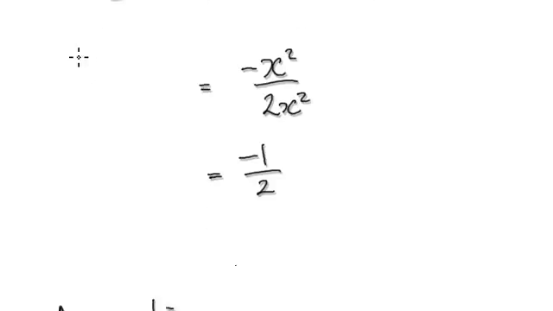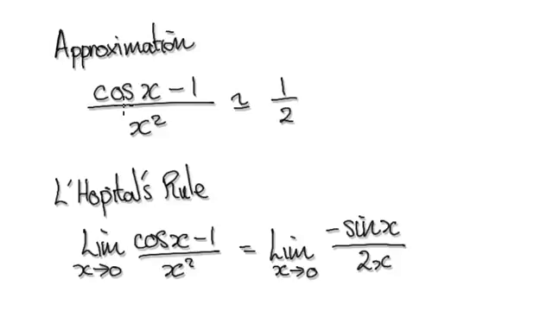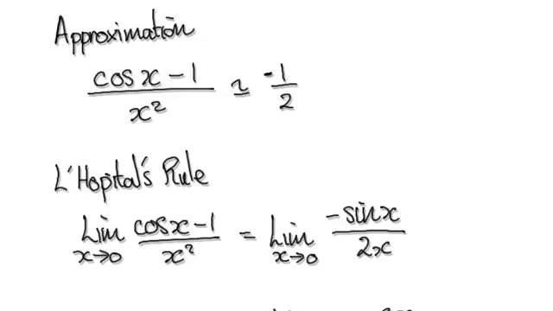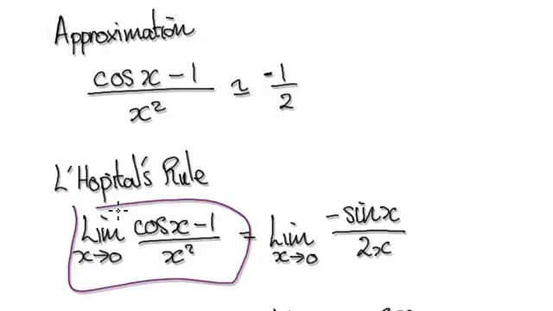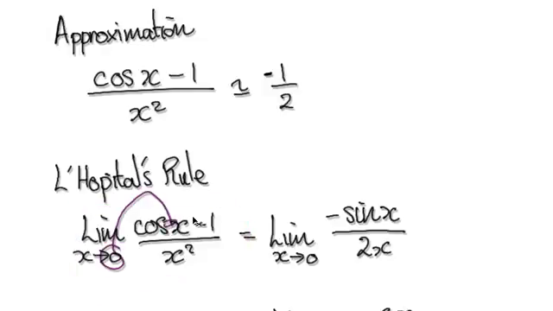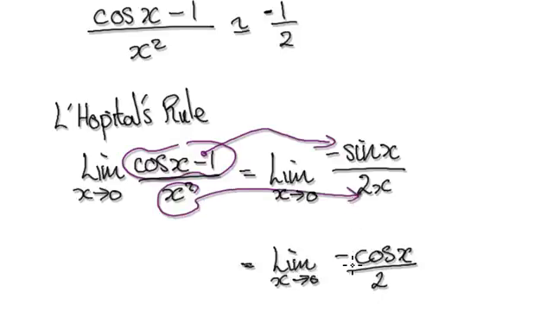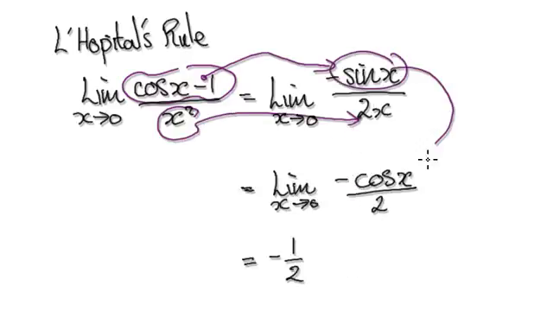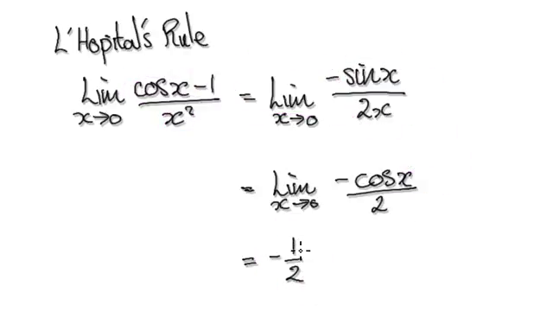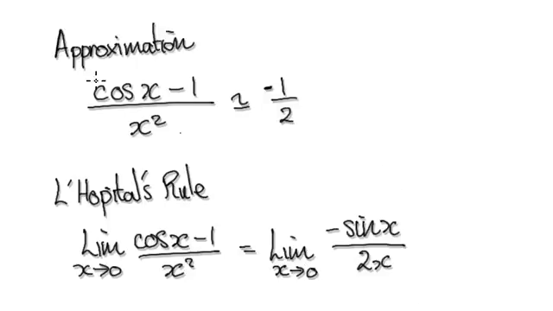Now let's look at L'Hopital's method. Our approximation method gave us negative a half. Now let's use L'Hopital's rule. Looking at this here, we would put this into here. You can see that it's going to be 0 over 0. So we can apply L'Hopital's rule, differentiate this, and then it's going to be 0 over 0 again. So differentiate this, and then the answer will be negative a half, which is consistent with our approximation.